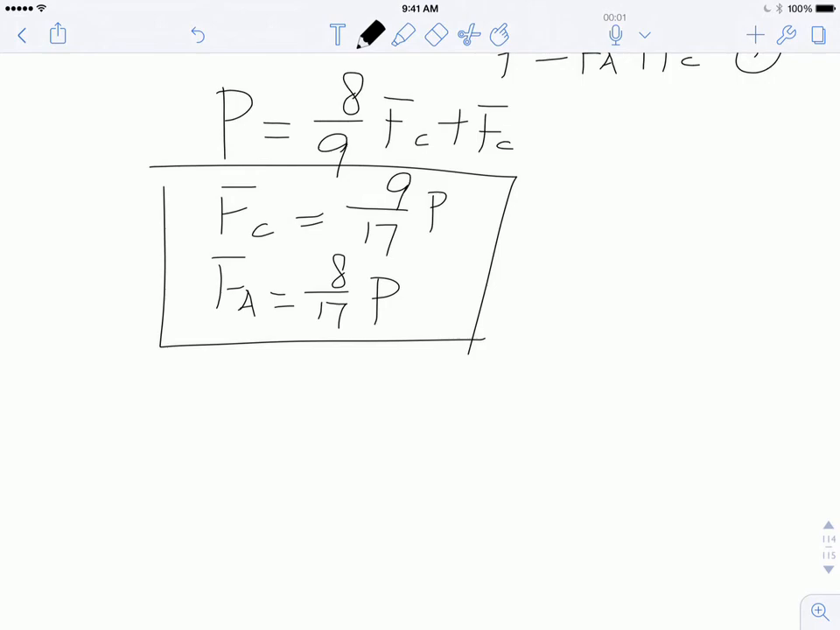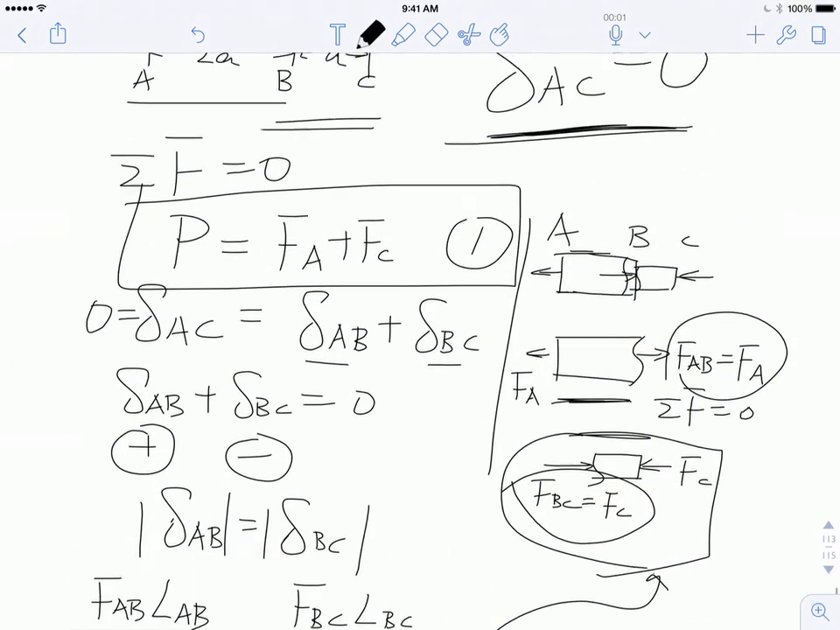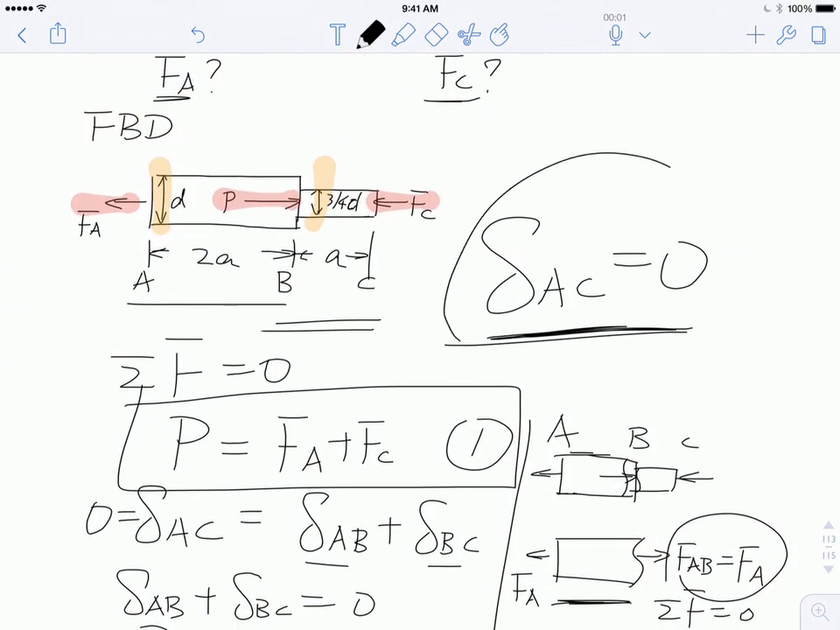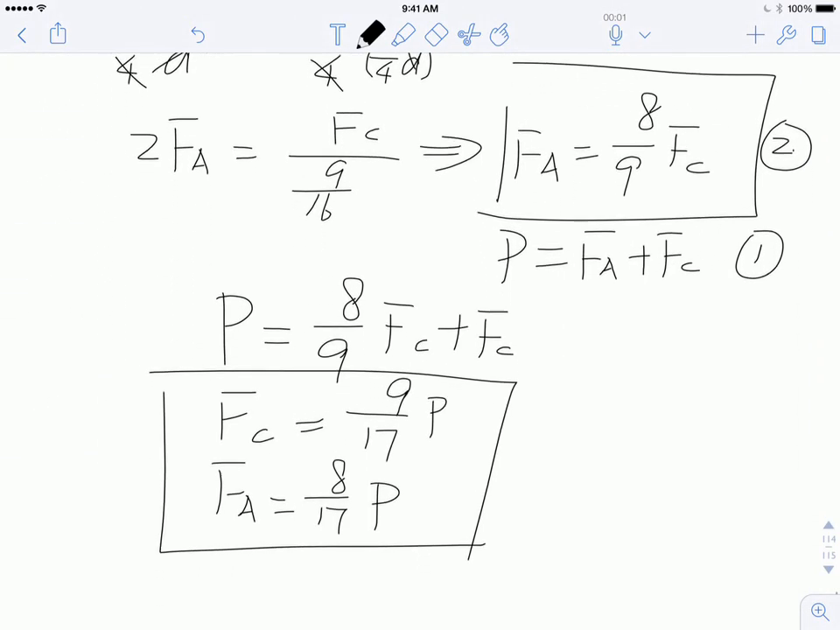Now, this is relatively speaking a simple example. It's not that hard. The only thing you have to be careful about is knowing how to find the second equation. The second equation is very straightforward as well: just displacement equal to 0. So that is that.